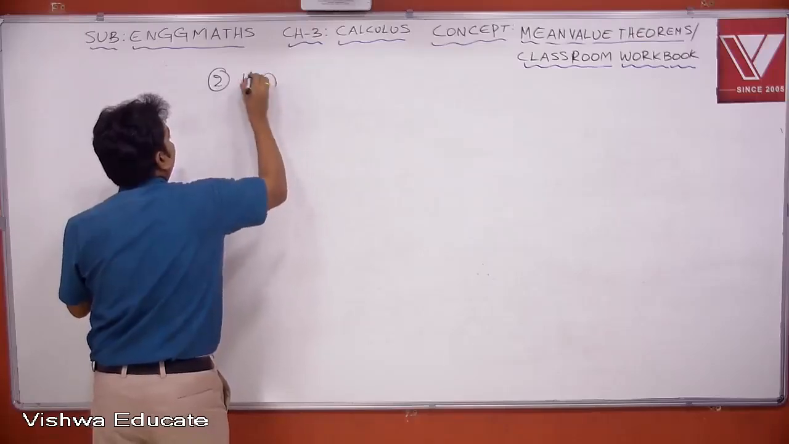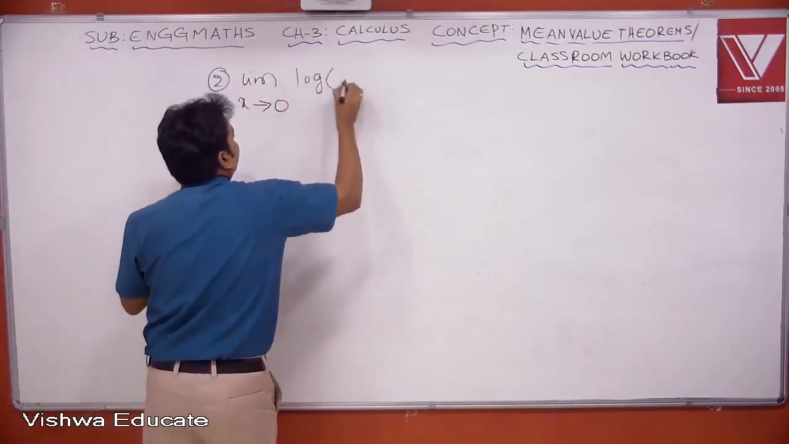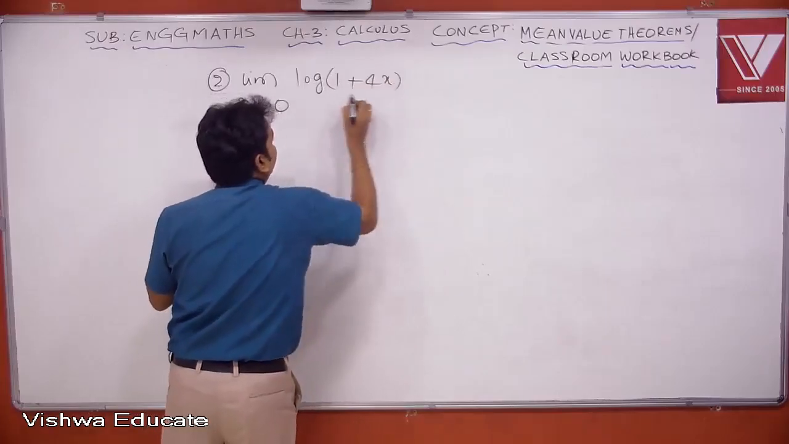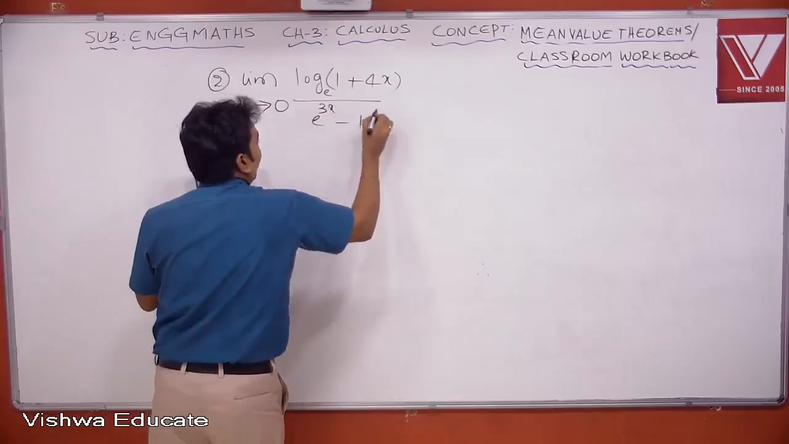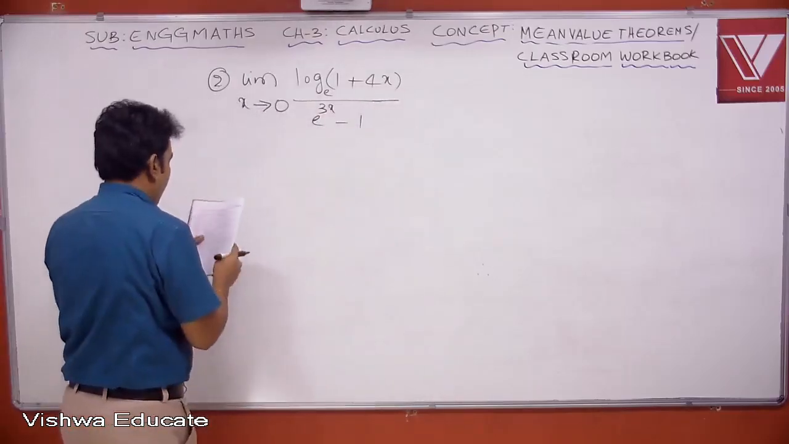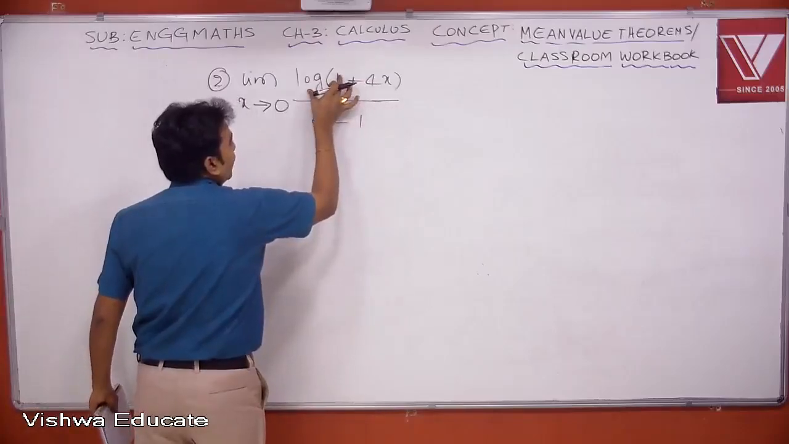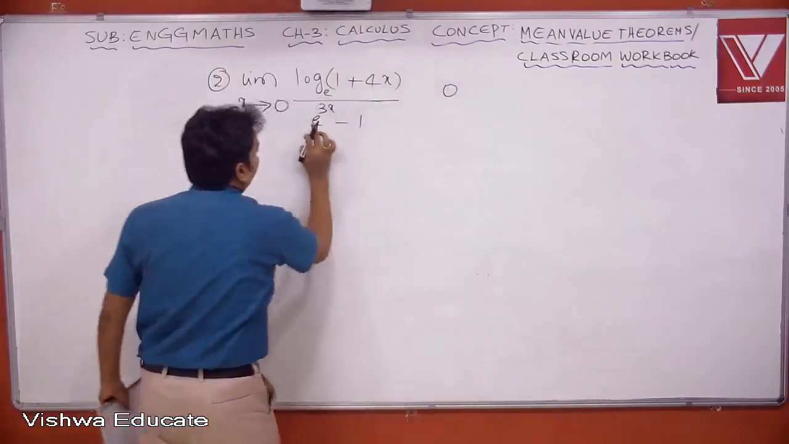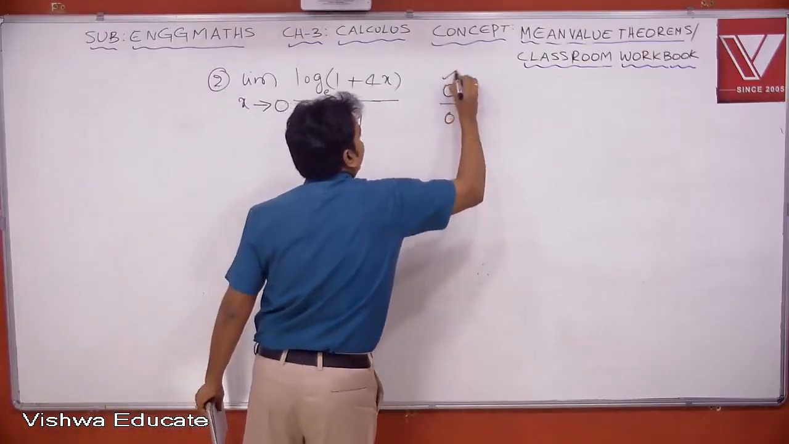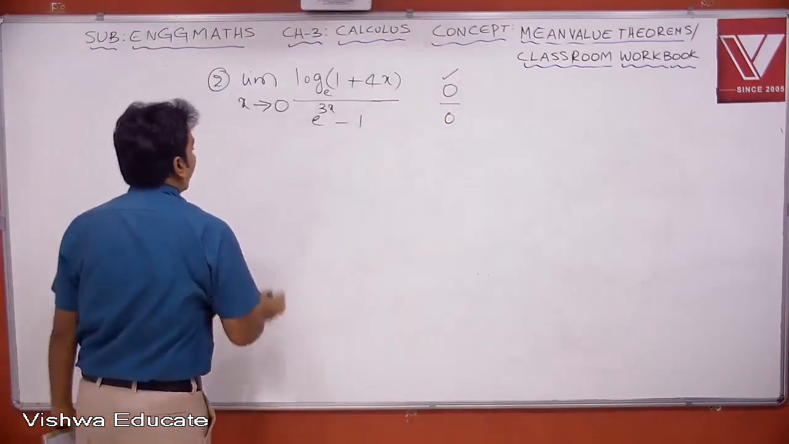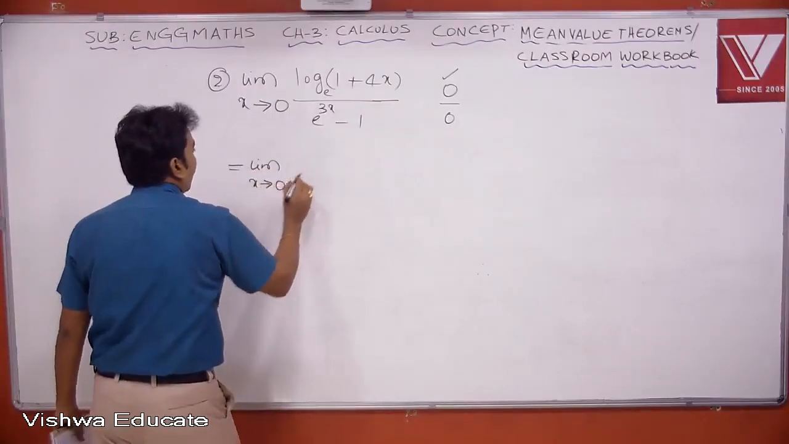Limit x tends to 0, log of 1 plus 4x to the base e divided by e power 3x minus 1. Now replace x by 0, it becomes log 1. Log 1 is 0. Replace x by 0, e power 0 is 1, 1 minus 1 is 0. So again it is in 0 by 0 form. Now apply L'Hospital rule. This limit must be equal to limit x tends to 0.